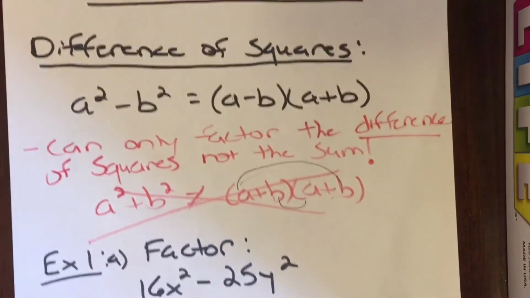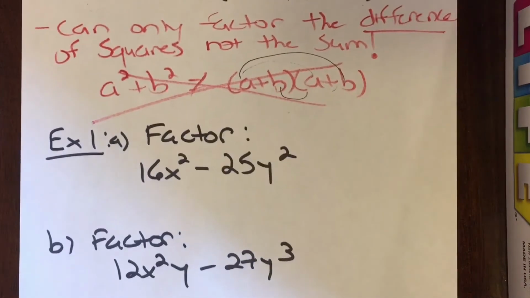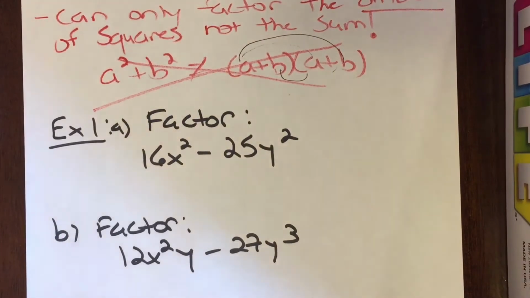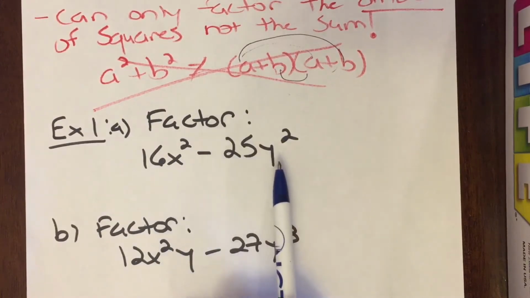And as a reminder, since we are continuing on factoring, before we use any other factoring strategy, we're always going to look for greatest common factor first. All right, so let's do a couple of examples of difference of squares. Our first example is we're going to factor 16x squared minus 25y squared.